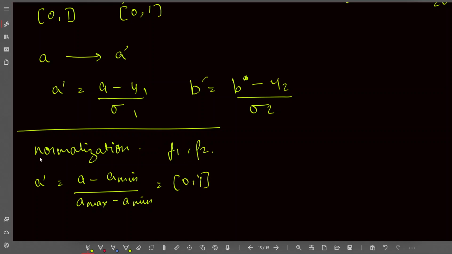So column standardization and column normalization are two ways to transform your data set if you're using distance measures to compare your data points.